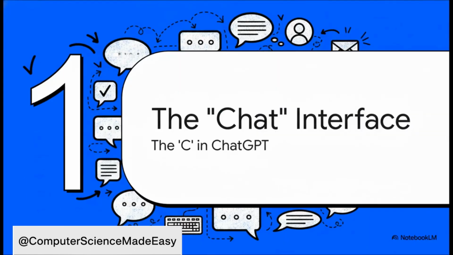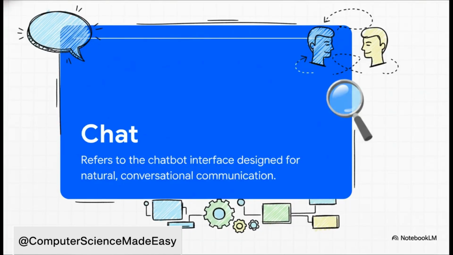All right, let's kick things off with the part we all know and use. The C in ChatGPT stands for chat. So this part is pretty straightforward. It's all about how we talk to the AI. The chat is just that, the interface that lets us have a natural, back-and-forth conversation, almost like you're texting a friend. It's kind of like the friendly front door to all the super powerful tech hiding behind it.